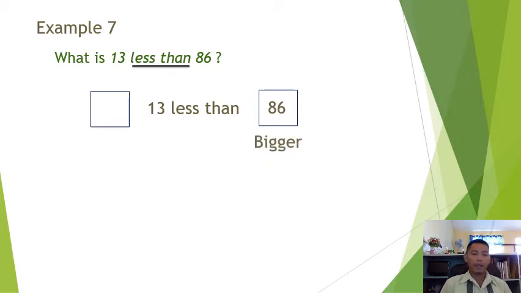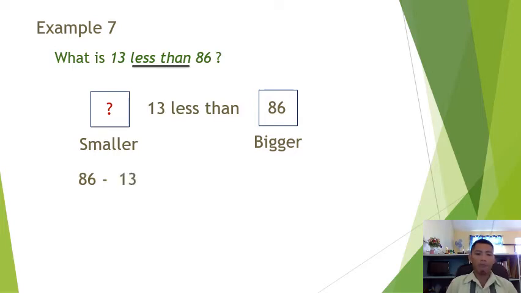86 is the bigger number, and the other one is the smaller. So what is the number that is 13 less than 86? We will find that out by subtracting 13 from 86, or 86 minus 13, and that is 73. So 73 is 13 less than 86.